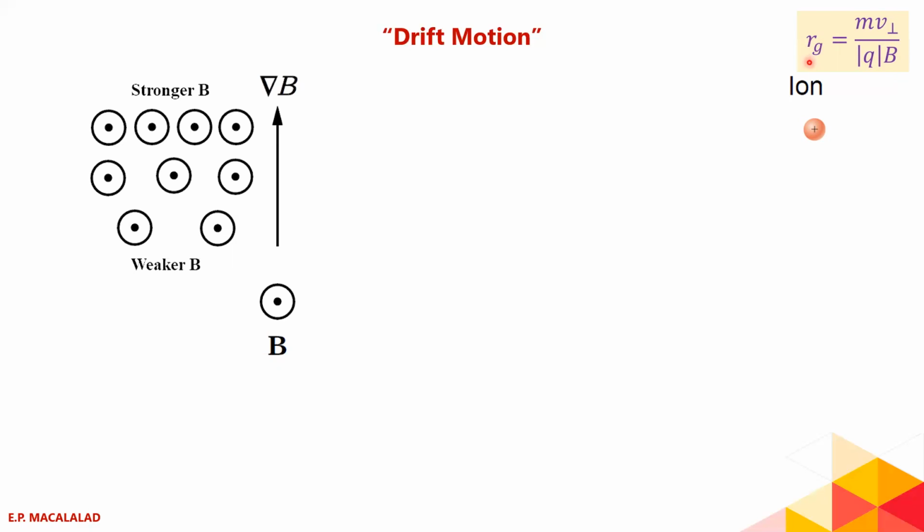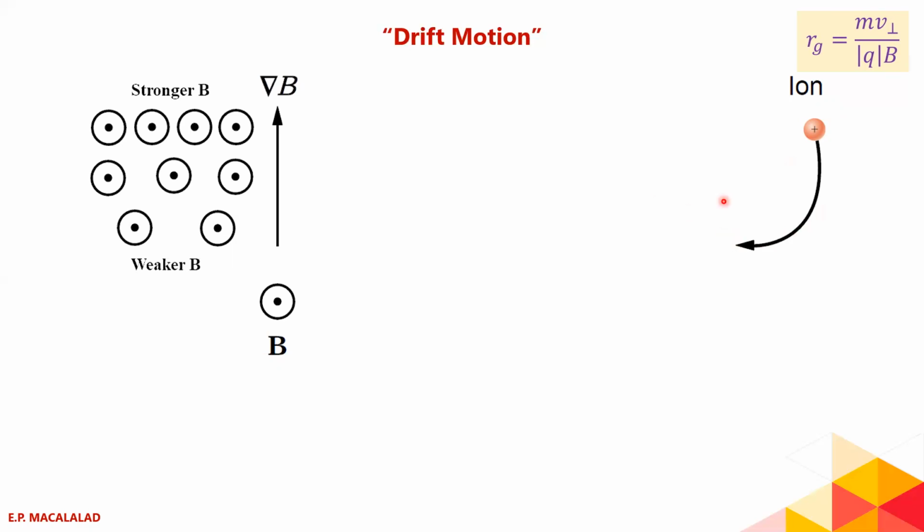That's because for a stronger magnetic field, the magnetic force is stronger. So that means the magnetic force that causes a change in motion or change in direction of your ion or your charge will be greater. So you will get a smaller gyro radius. So as the charge goes into a region of weaker magnetic field, the radius of gyration, or the gyro radius, is bigger.